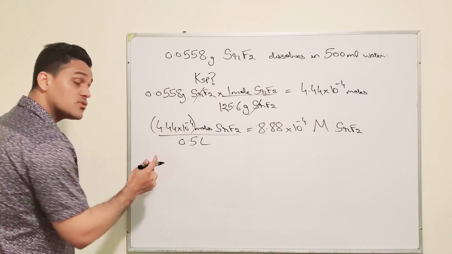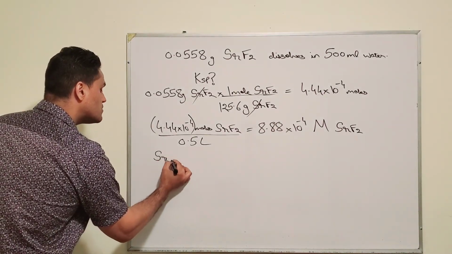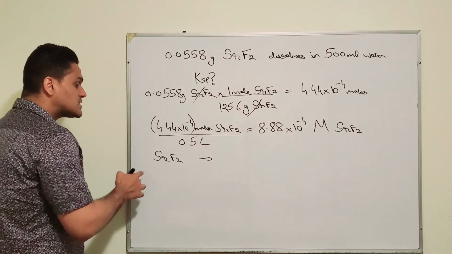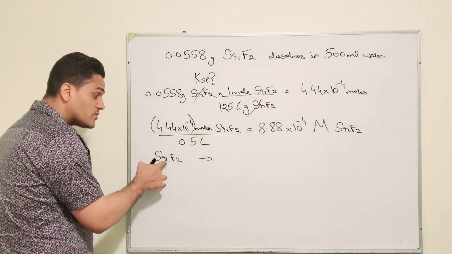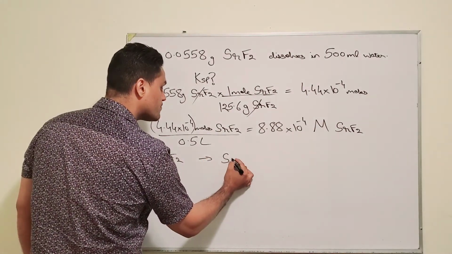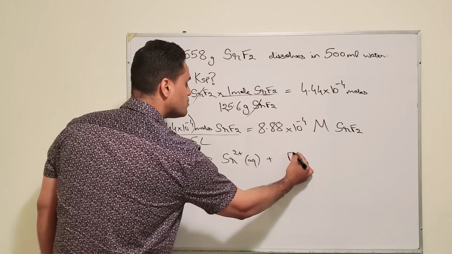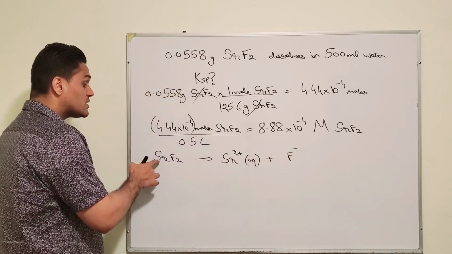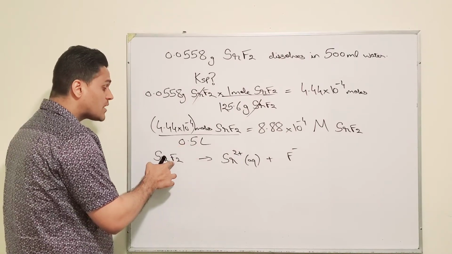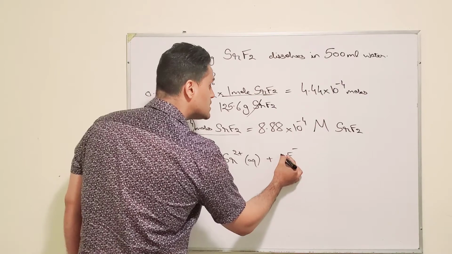So we're going to write the dissociation equation for SrF2. You're going to take your SrF2 and you're going to write the dissociation equation. Straight away from this 2 we know the charge is going to be Sr2+ aqueous plus F minus. Now there's one Sr and one Sr2+, so that's balanced. However, there's two F's and only one F minus over there, so we need to put a 2 in front.